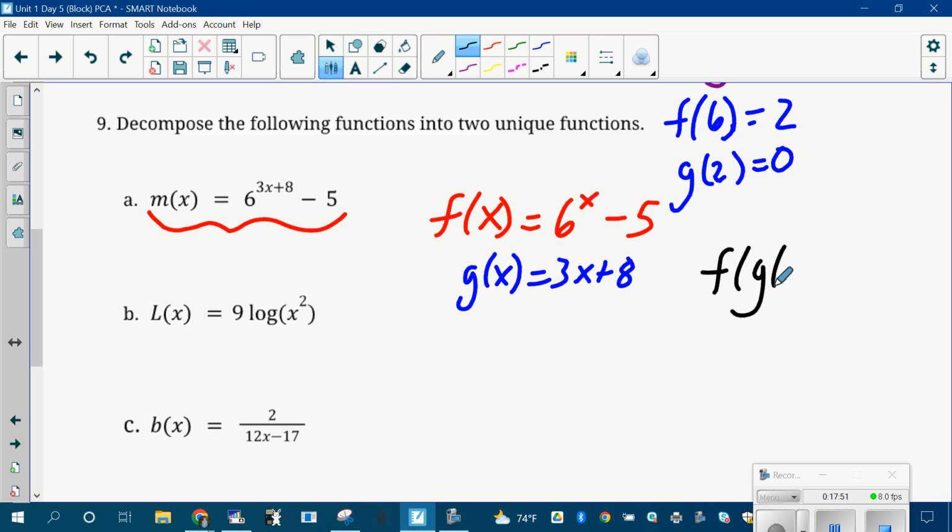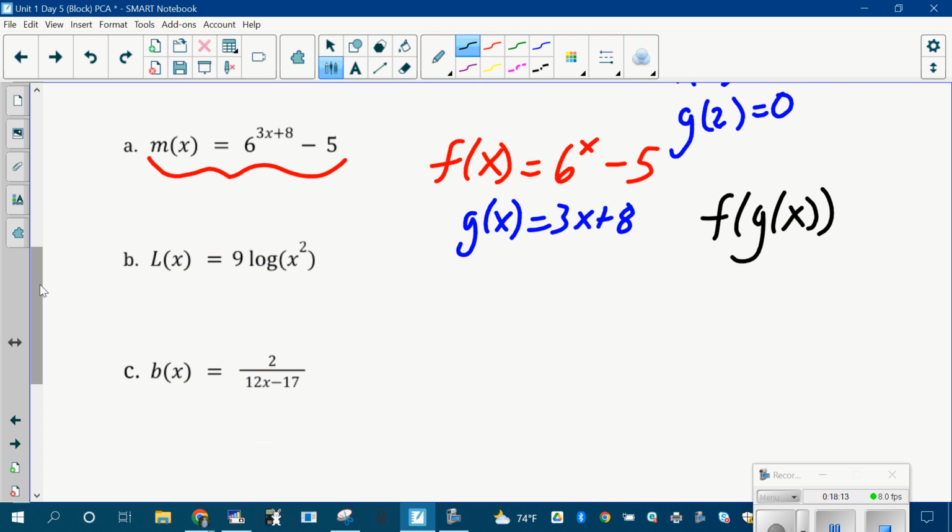F of g of x. They stuck 3x plus 8 in the place of the x in 6 to the x minus 5. That's what it kind of looks like to me. I'd like you to be able to think about that. That will help you next year in calculus. I will use that idea this year too. But this is kind of like 3x plus 8 stuck into this function.